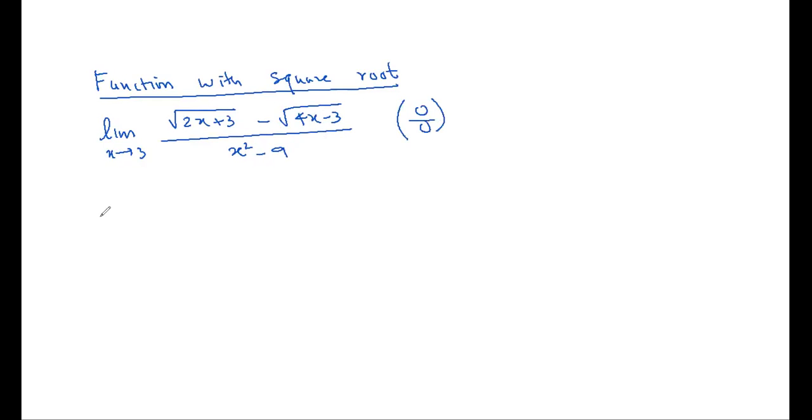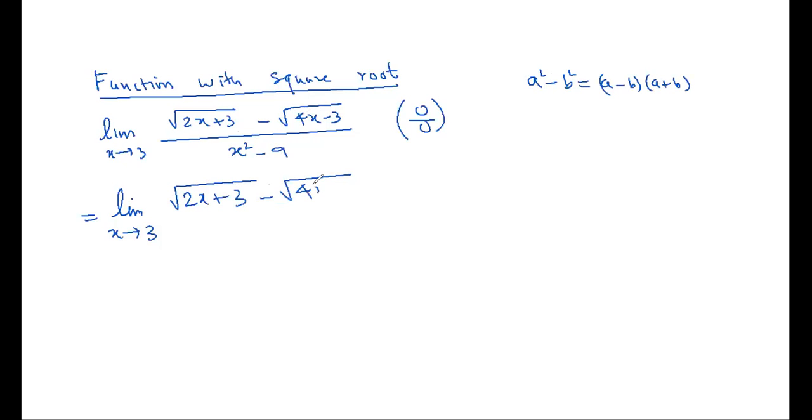So the method, now listen, don't write. Whenever we have a square root, our aim is to get a common factor. What is a common factor here? X minus 3. You can get x minus 3 from the denominator by using the a square minus b square formula. But we cannot get x minus 3 as a common factor with the root. So we need to remove the root. To remove the root, we rationalize. You will multiply by the conjugate.